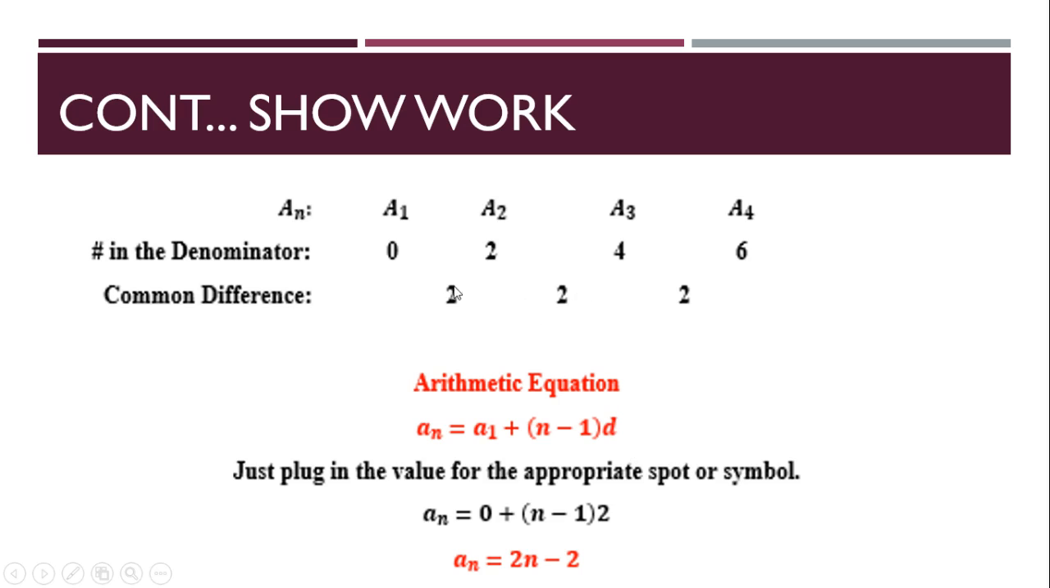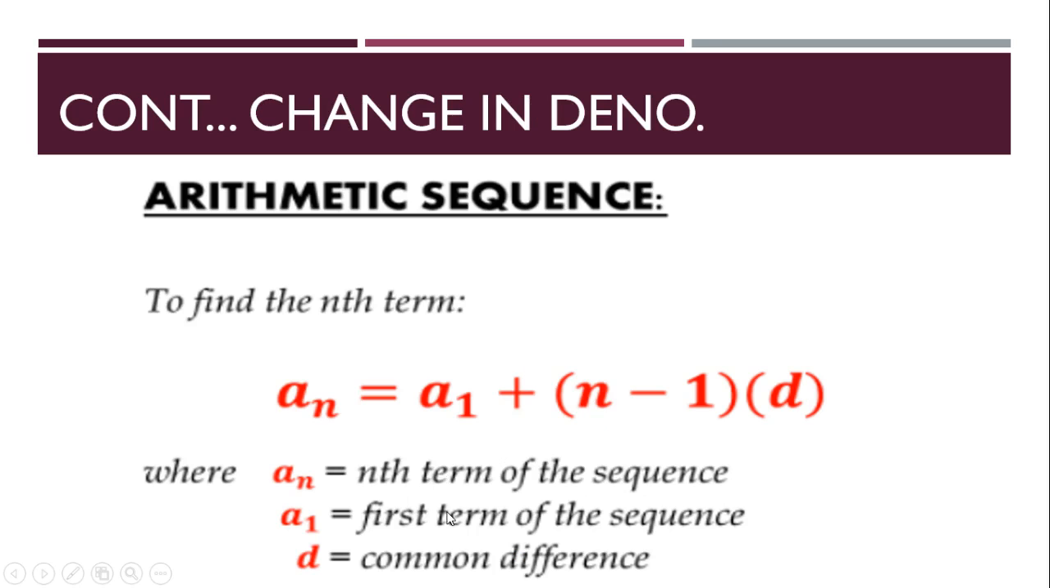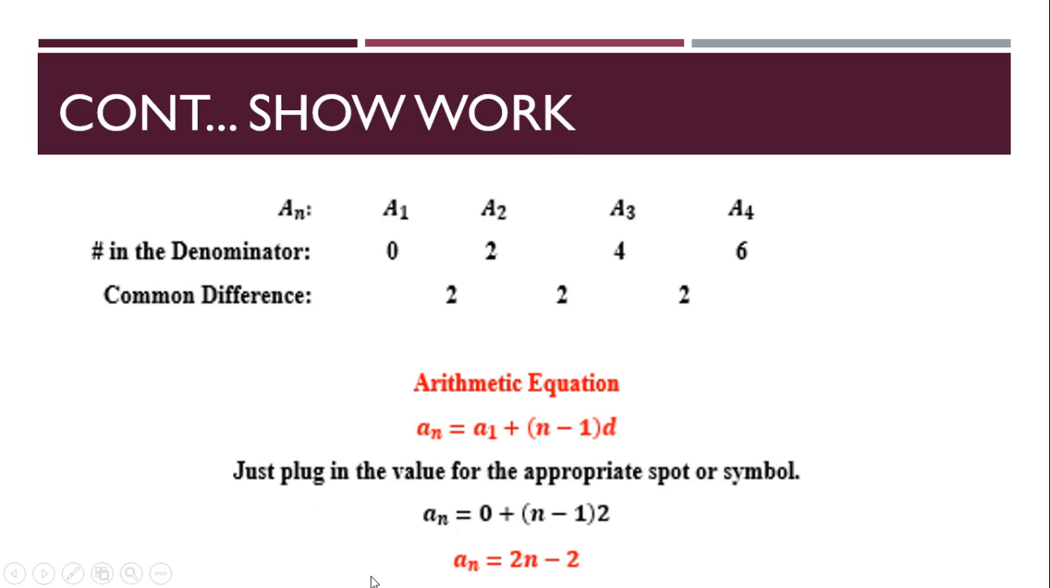So this is d, 2, 2, 2. An arithmetic equation is just a simple formula you use when there is right away a common difference, and this is the d, and this is the formula given. So a of 1 is, as I said before, the first term. A of n is the general form, and d is the common difference.